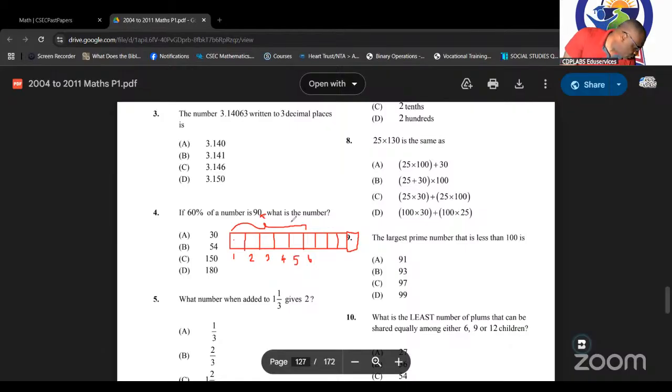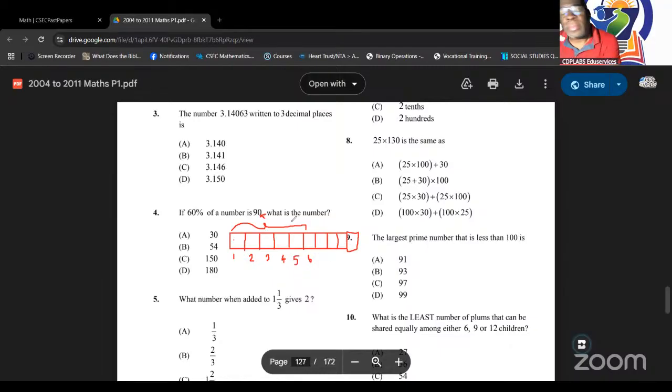Use a bar. You have 10 fingers, don't you? So if 6 of your fingers add up to 90, one finger should be equal to? Use your 10 fingers. If 6 of them add up to 90, what should one finger equal? 15. How did you come up with 15?